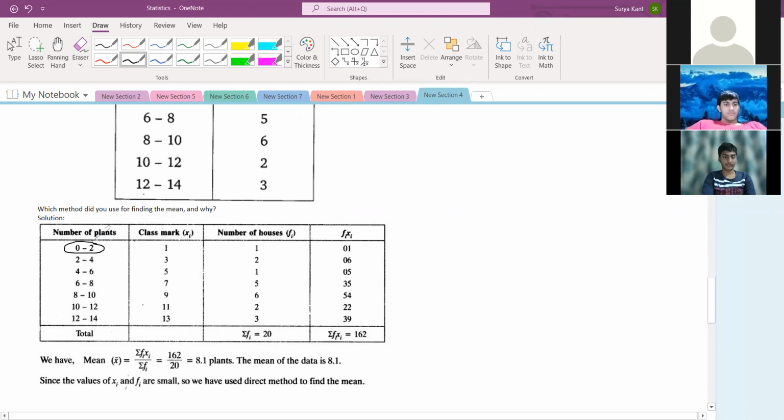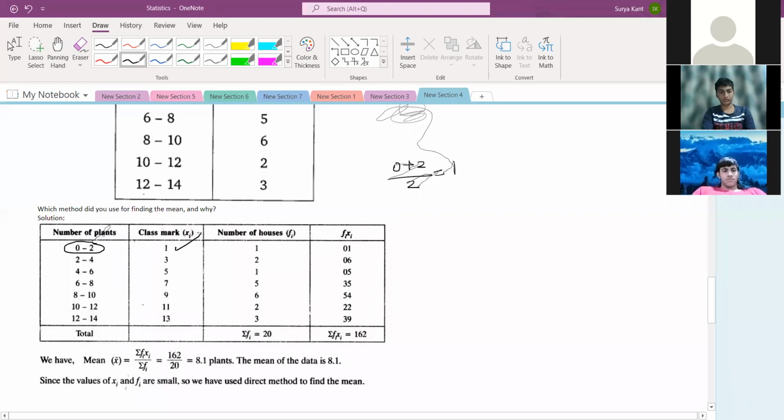For 0 to 2, it will be 1: 0 plus 2 divided by 2, that is, upper limit plus lower limit divided by 2. That is 1. That's why we have written 1 here. Similarly, 3 is coming for the next one. And the frequency is given in the question only.